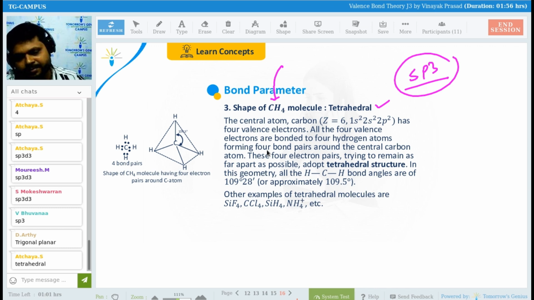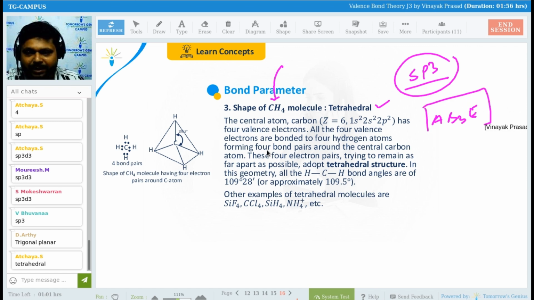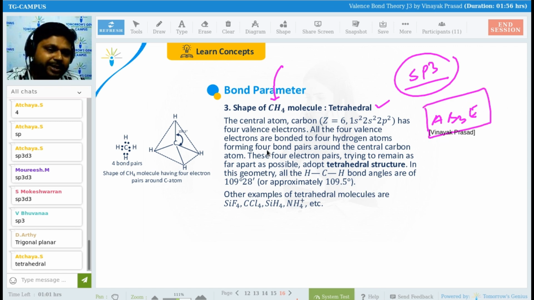Sir, sp3 means there can be a possibility for AB3E? Yes, there can be a possibility of AB3E also, but their shape will be changed, while their geometry will not change. The shape can change because the lone pair can adjust upward, downward, anywhere. So their shape can change, but their geometry will not. Getting my point?